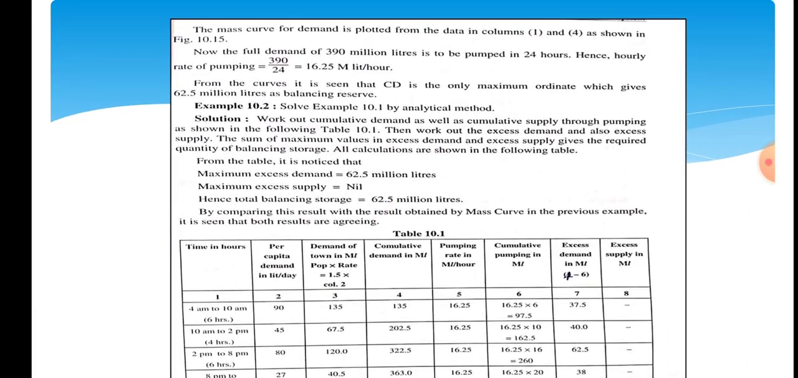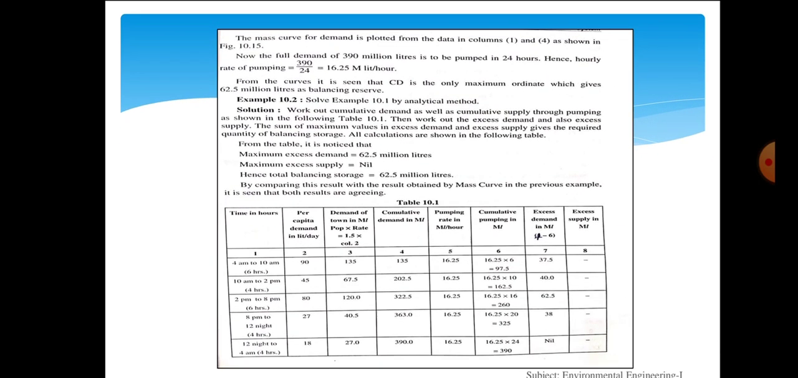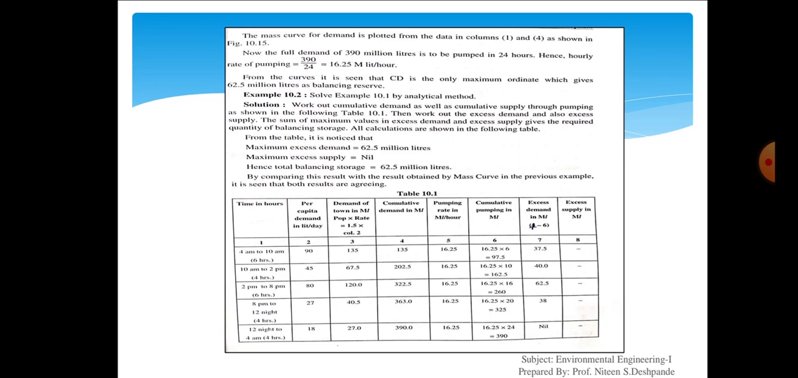Okay, the pumping rate we have to find out by the full demand, which is 390 million liters per day, and the pumping is 24 hours, that is given in the numerical itself. Hence the hourly rate of pumping will be 390 divided by 24, which is equal to 16.25 million liters per hour.